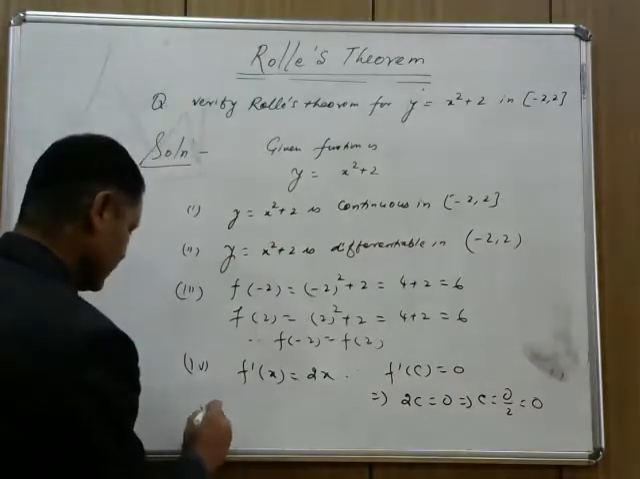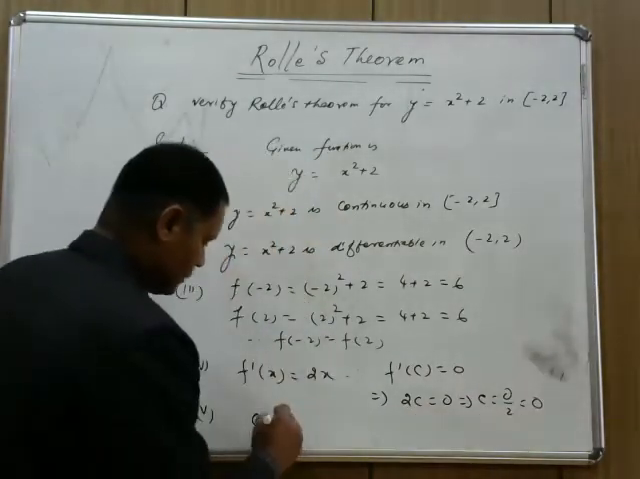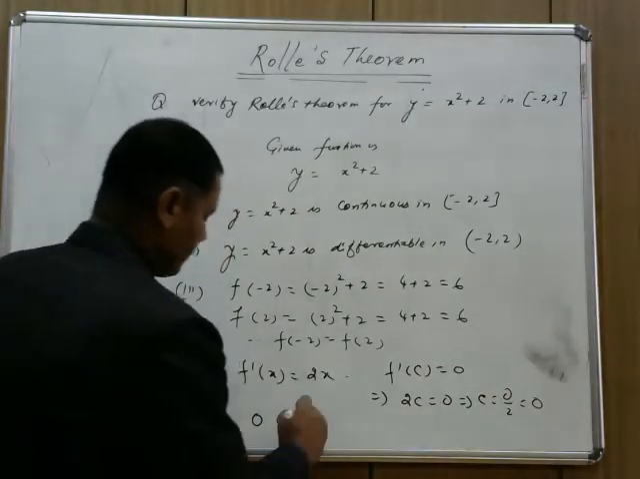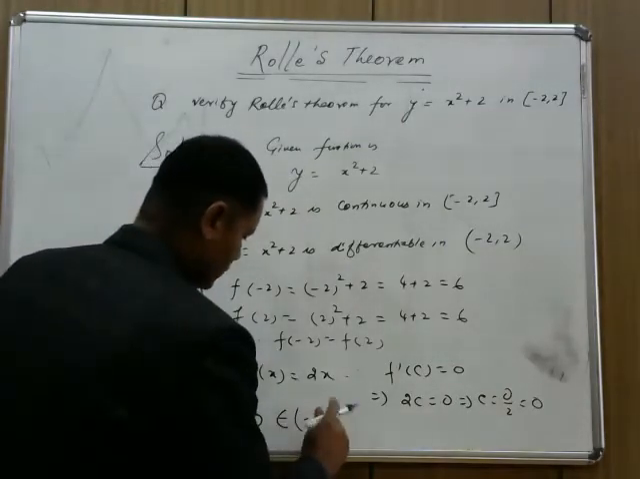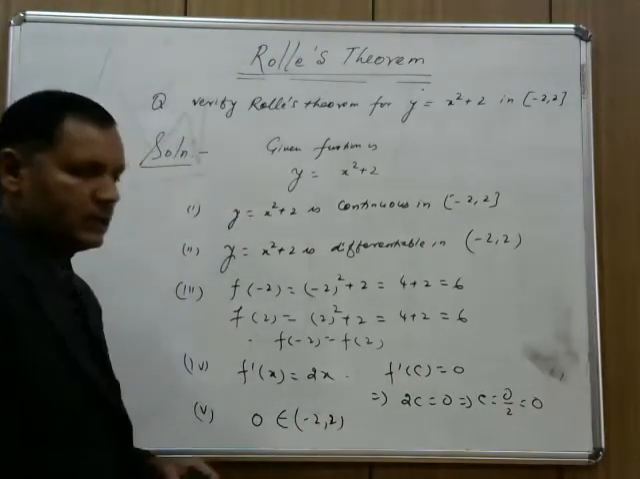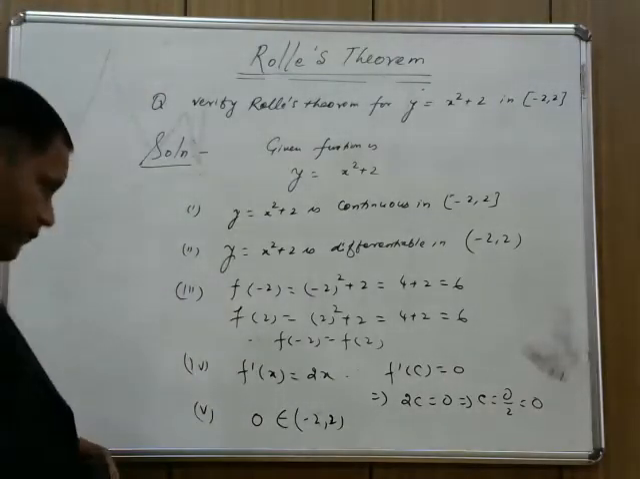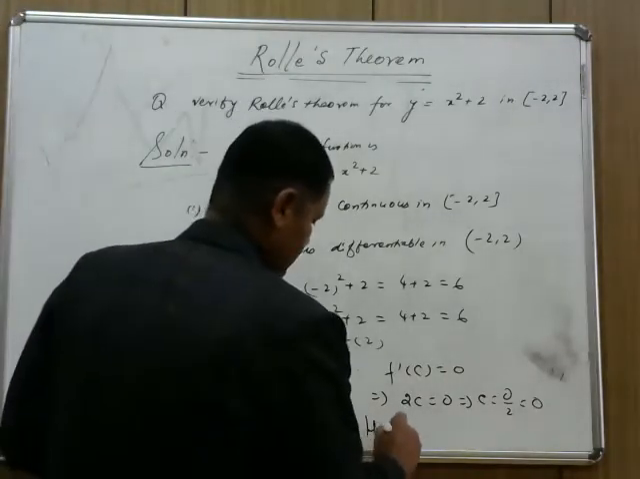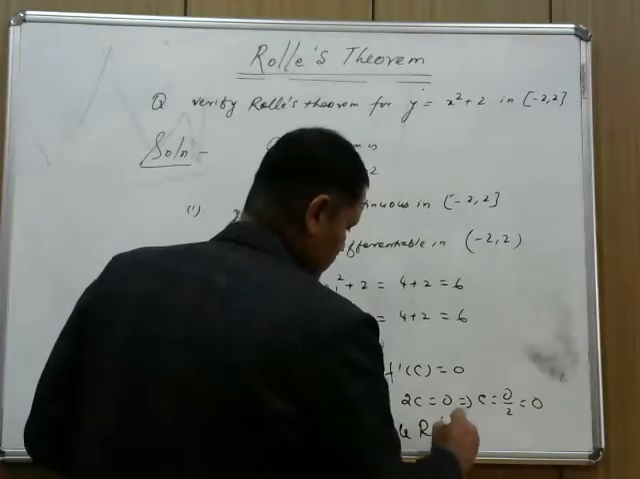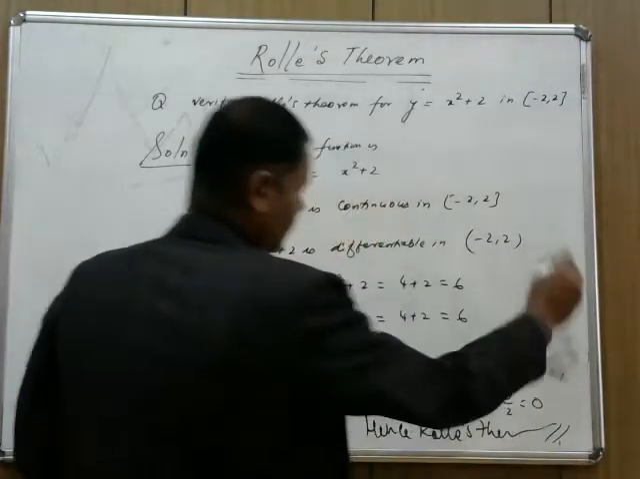Now the fifth point: I will check whether c equal to 0 will lie between minus 2 and 2 or not. Yes, of course, 0 lies between minus 2 and 2, and therefore we say that, hence, Rolle's theorem is verified. Got it?